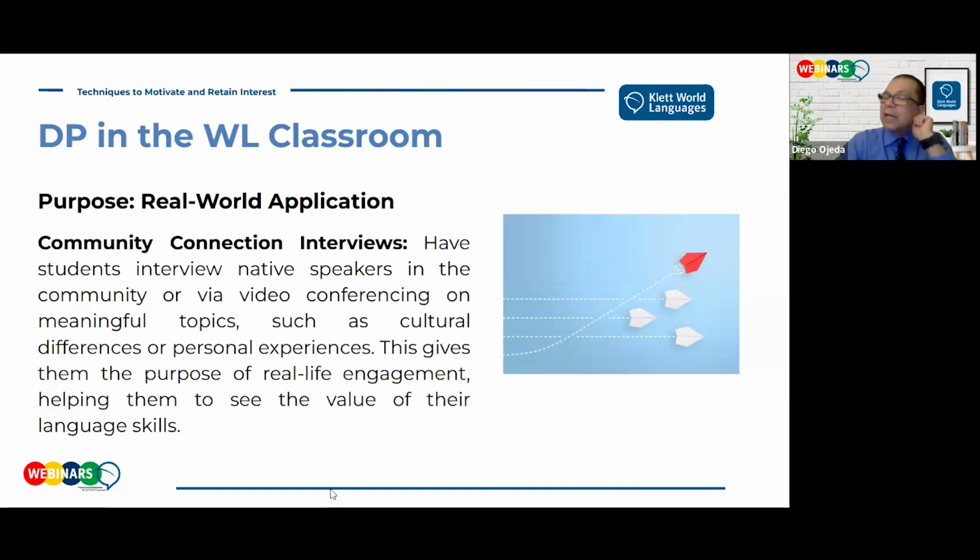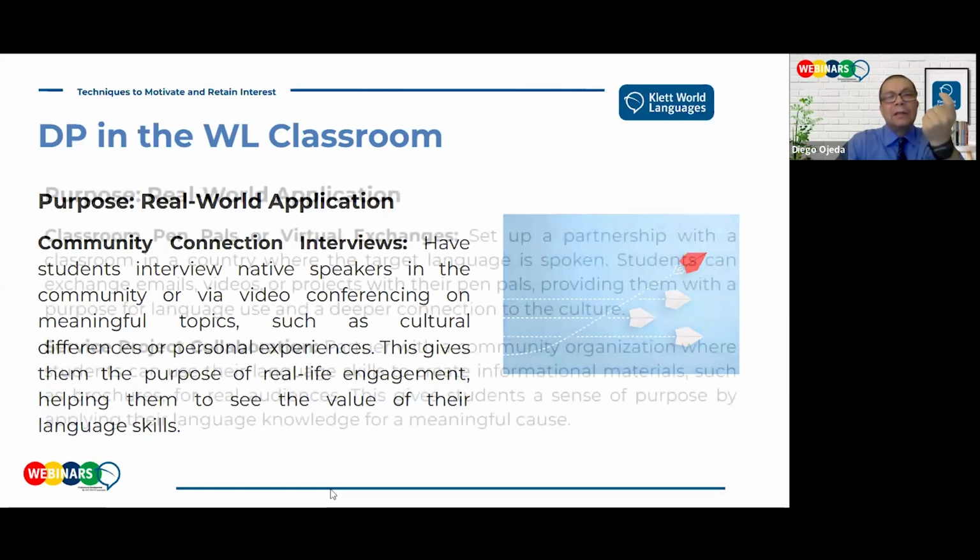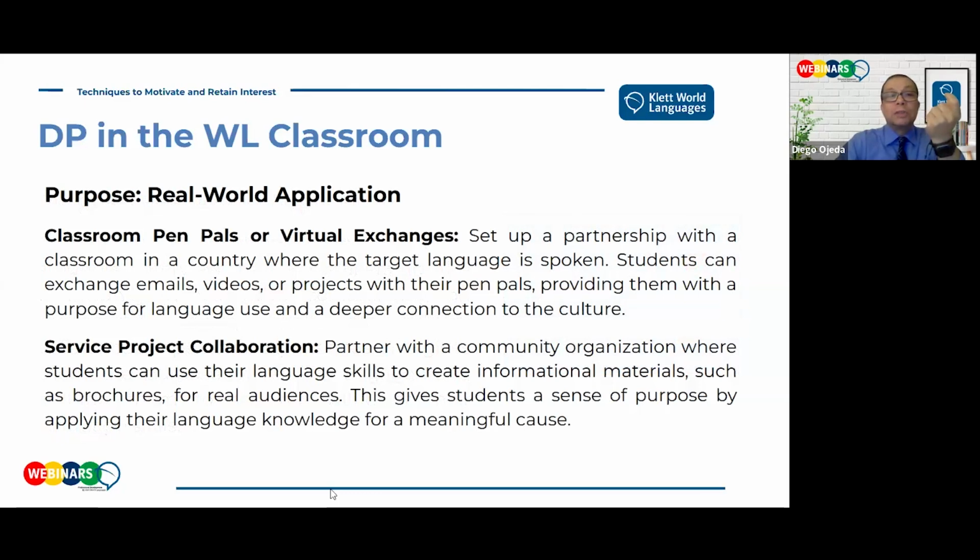But real world application, this is so important. Yes, there is ChatGPT, there is Google Translate, there's technology everywhere, but nothing will replace people and nothing will replace that contact that we can allow our students to have with real people. So other venues are, for example, the pen pal or virtual exchanges. And I know that sometimes this is a little painful to set up, but we don't always have to look for pen pals in other countries.